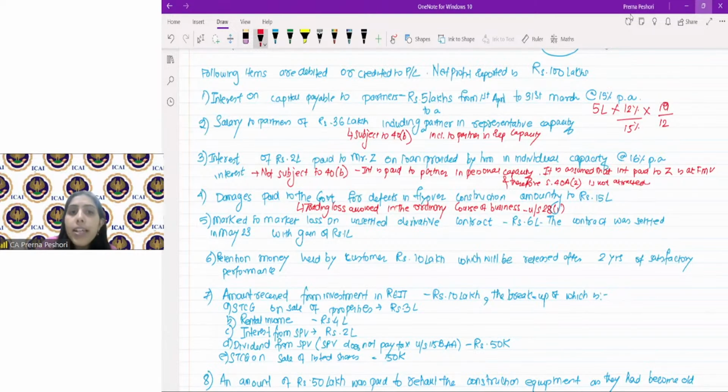So ICDS 1 is very, very clear. What does ICDS 1 say? ICDS 1 is saying just one simple thing, that any mark-to-market losses shall not be recognized unless the recognition of such loss is in accordance with another ICDS. So mark-to-market loss as per ICDS 1 will not be recognized. It will be recognized only at the time of the settlement.